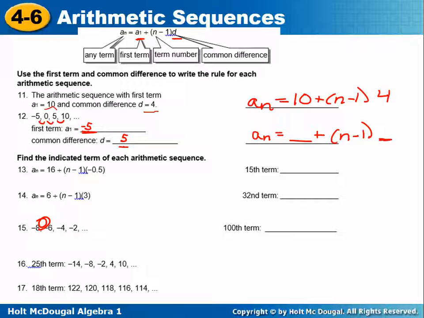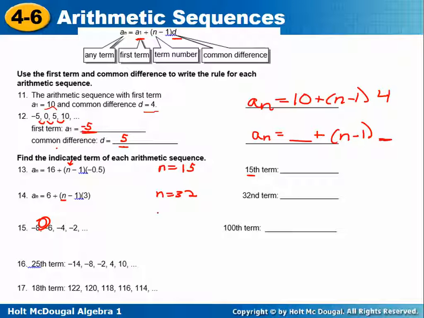Now in 13 through 17, you're actually going to find the indicated term that they're looking for. So in number 13, they're looking for the 15th term. So n is 15. A sub 1, oh, they already wrote the formula. All we have to do is take what n is and put it right here, and then do the order of operations correctly. Do the work in the parentheses first, so that'd be 14 times -0.5, and then finally take 16 plus that answer. In number 14, again, the formula is already written out. You just need to take that n is equal to 32 and put that into the formula for n.